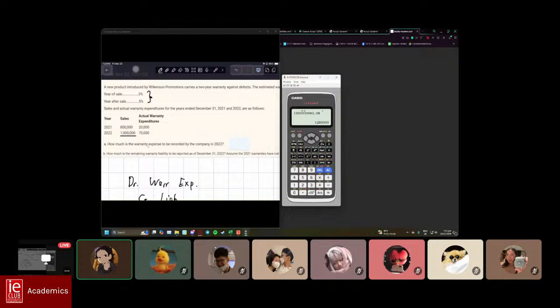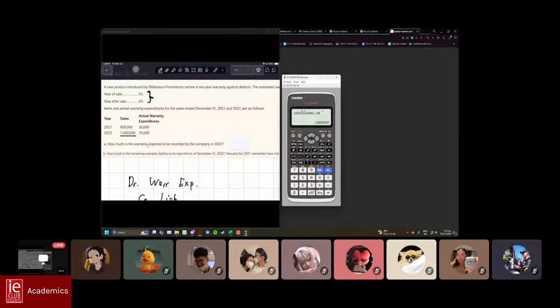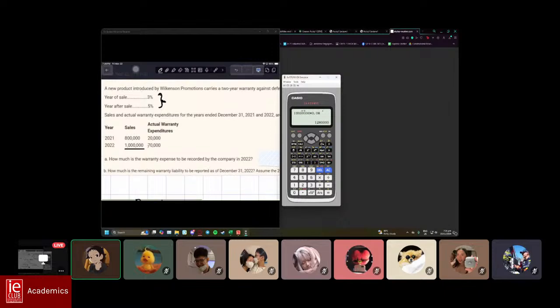Yan. Kaya the range or what's it called? Around coverage that we're going to record is within the year or within another year. Within the year or one year after sale, ganun. Ay, edi within the year. Ah, okay. Sorry, this is calendar year kasi. That's why I'm getting confused.